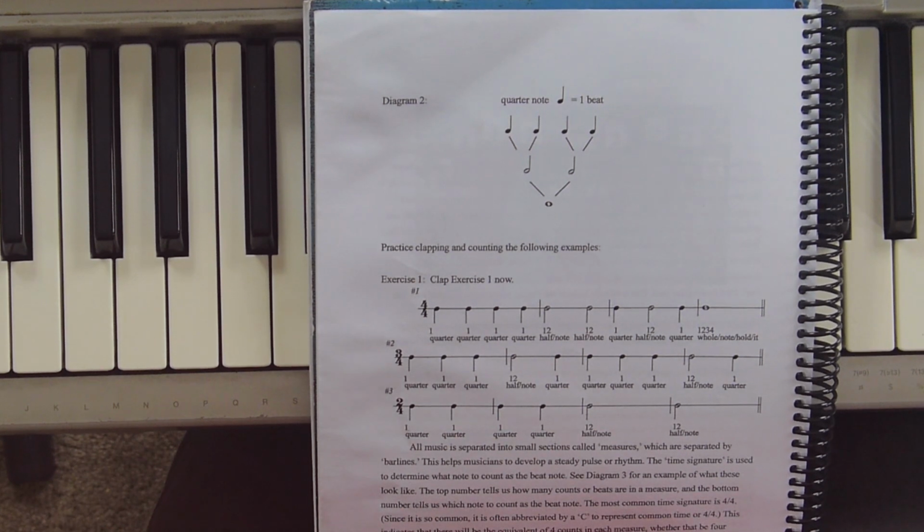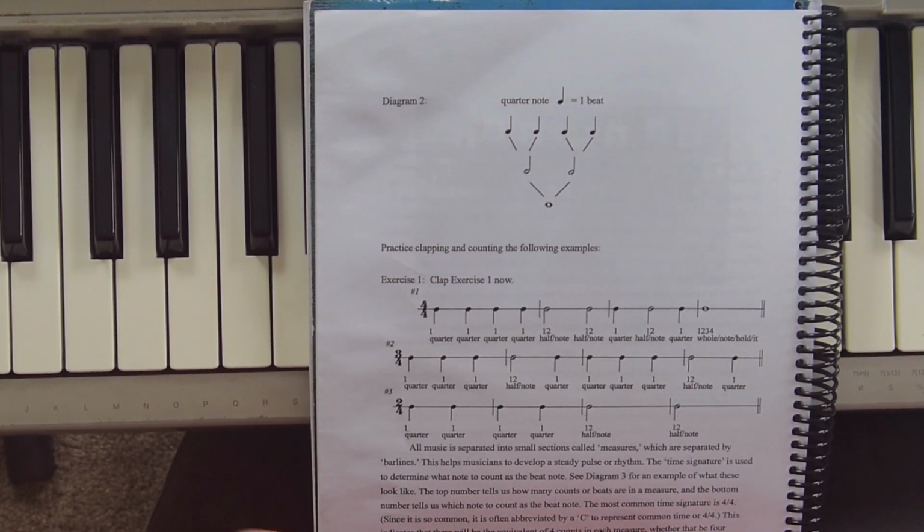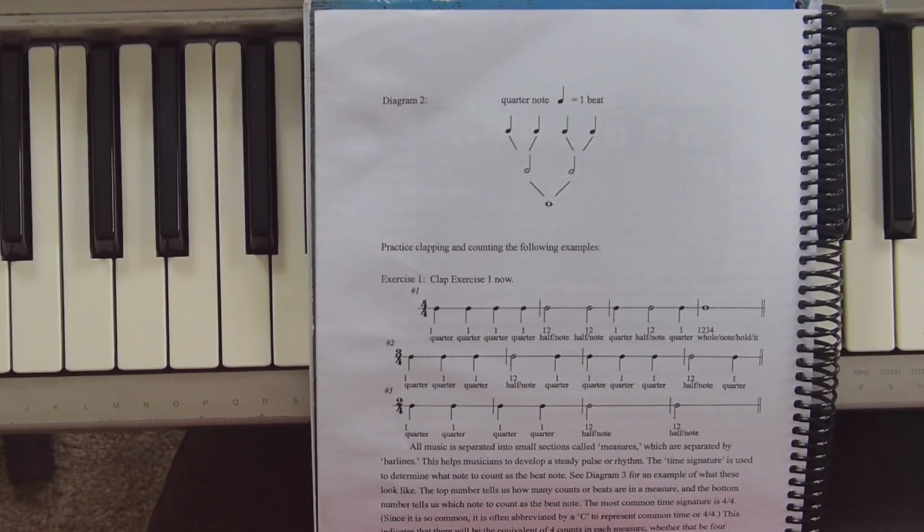Number 3. 1, 2. 1, 1. 1, 1. 1, 2, 1, 2. Off. Number 3. This time I'll count saying quarter and half note. Ready? Go. Quarter, quarter, quarter, quarter. Half note, half note. Stop.